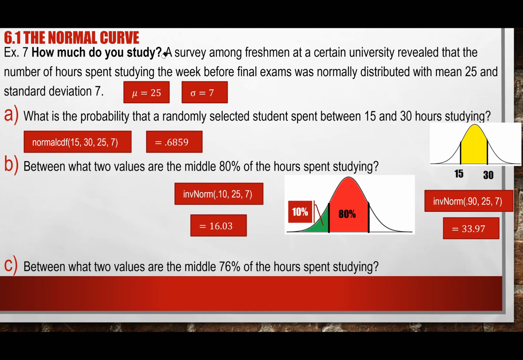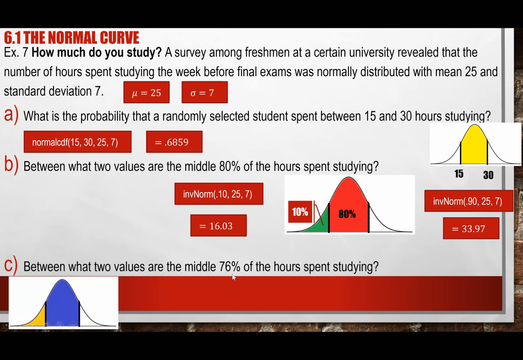Okay, so let's try another one, right? Let's try C. Instead of 80%, now they say the middle is 76%. If you take a look at this, the middle is 76%, right? I just used a different color. It's the same graph. But again, do you agree that the middle is 76?